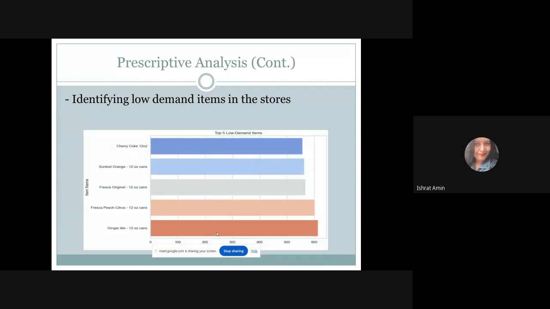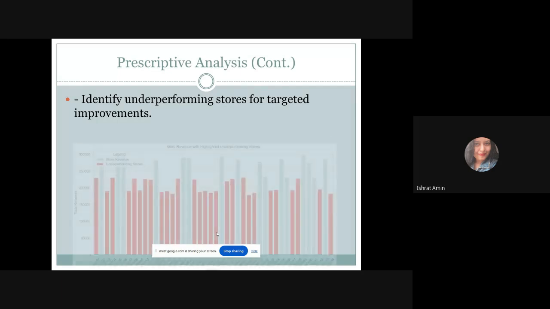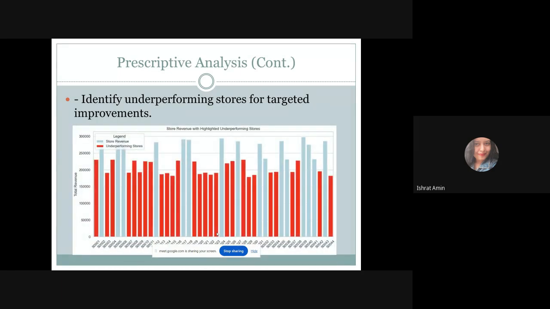Here are low demand items which the business can think about whether to keep in their inventory or not for their customers. Among all the 44 stores, we can see some stores are really doing well, but these underperforming stores need to be monitored to make them more viable in the coming days.